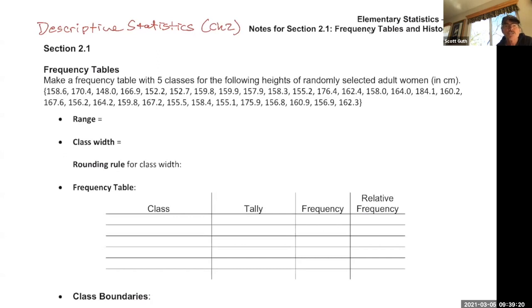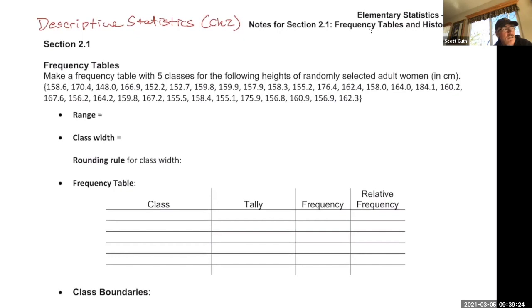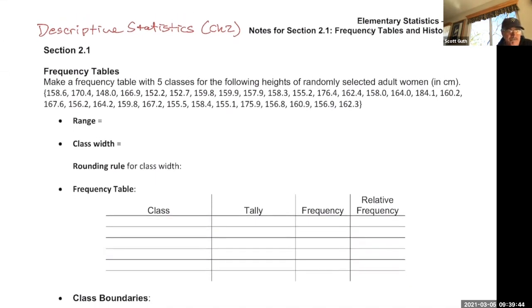Okay, so descriptive statistics, we talked about it a little bit, but this is just where we try to find ways to summarize large sets of data. So the first thing we do is a bar graph that's called a histogram, and after that we'll do averages and then measures of spread. I don't know that we'll get that far today, but let's see how far we can get.